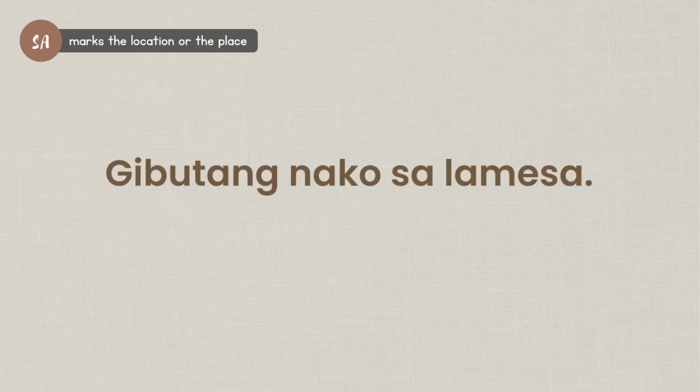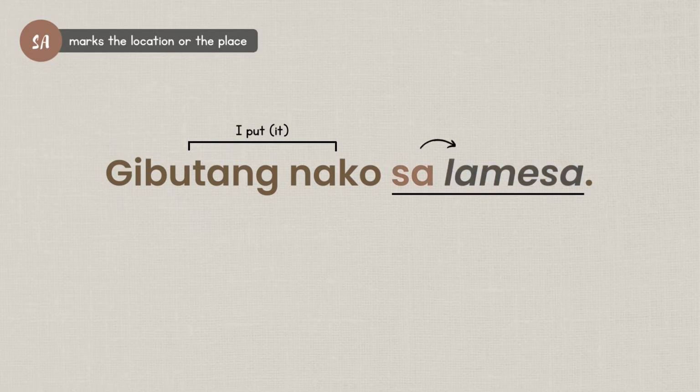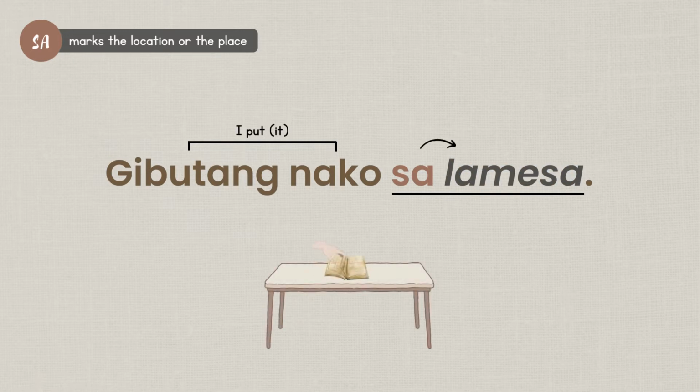Alright, let's do another example. Gibutang nako sa lamesa. Gibutang nako is I put. But where did I put it? Sa lamesa. On the table. So in this sentence, we use the marker sa for the table because it shows the location. The location is the place where I put the thing.